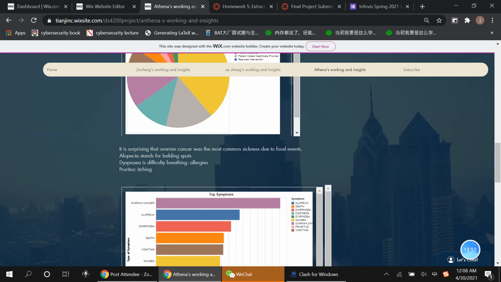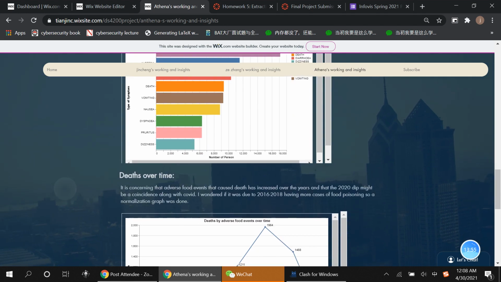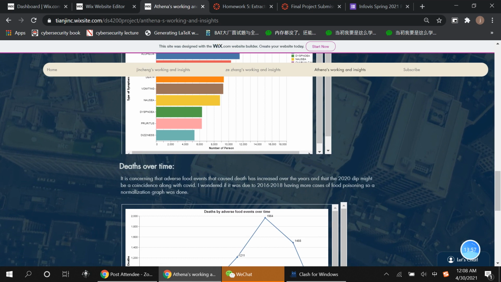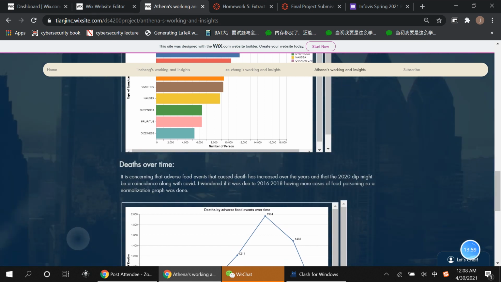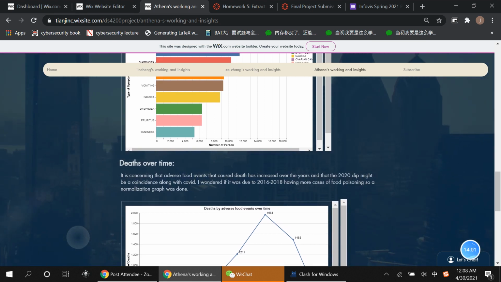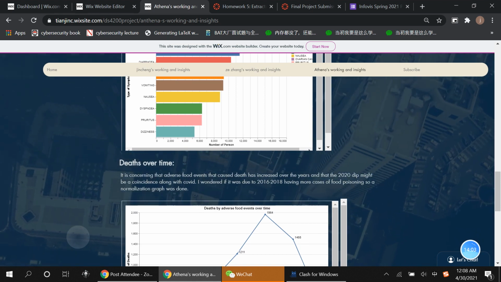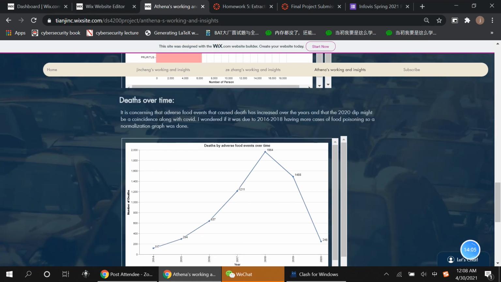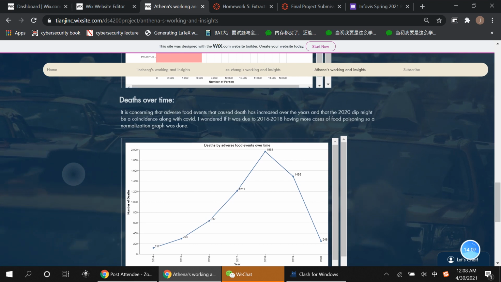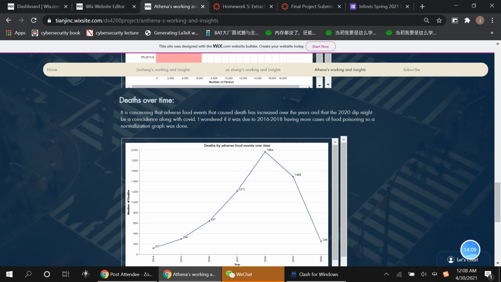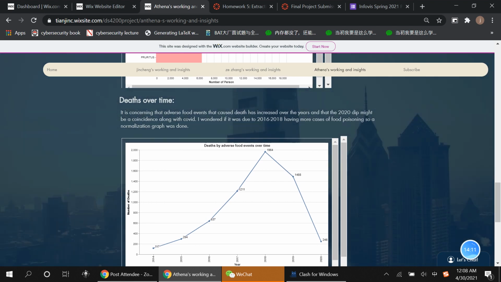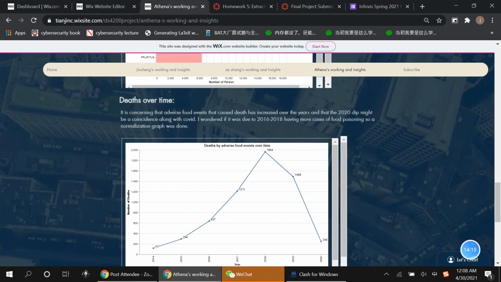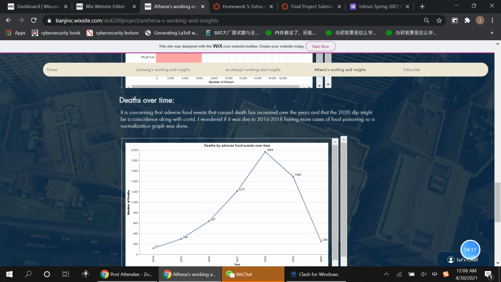And also, it is concerning that adverse food events that caused death have increased over the years, and that the 2020 dip might be a coincidence along with COVID. But she wondered if it was because 2016 to 2018 had more cases of food poisoning, so that the normalization graph was down.